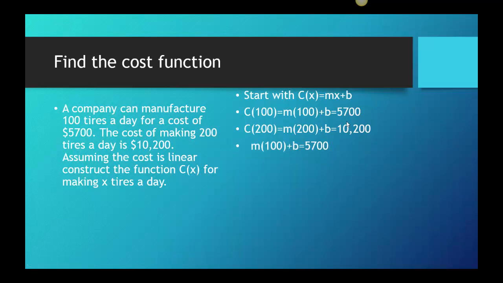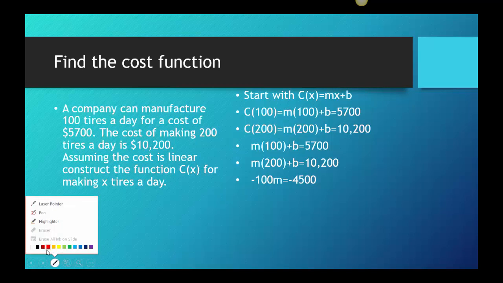But what I can do is I can get rid of those c's from the beginning, write these two together, the m times 100 plus b and the m times 200 plus b. And here, let me show you really what I did, is I said, well, what if I were to subtract these two?